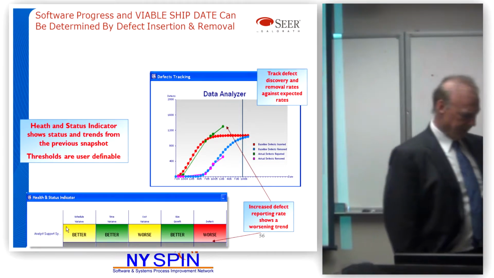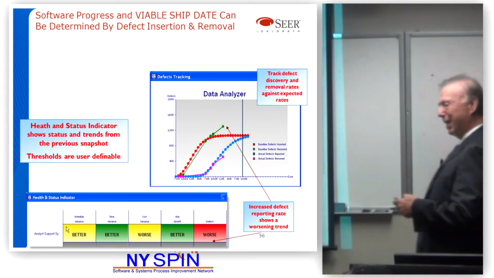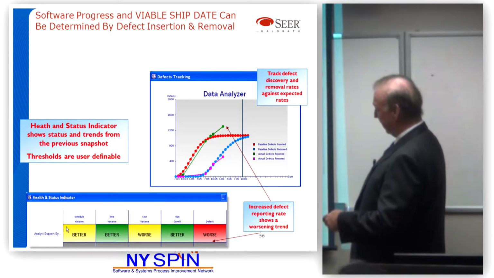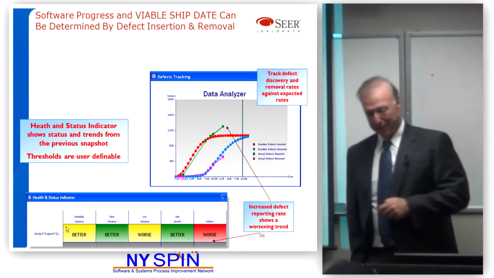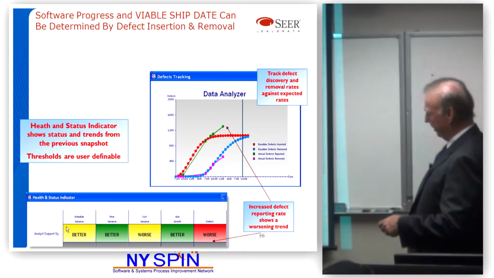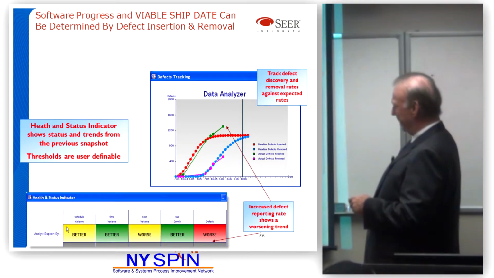There's an interesting phenomenon in software systems that you can actually track. You can estimate the rate at which defects will be inserted or put into the system. In this case, this is the red line here, the rate at which defects are inserted into the system. The blue line recommends the rate at which defects should be removed from the system. In this case, the green line represents the actual number of defects.